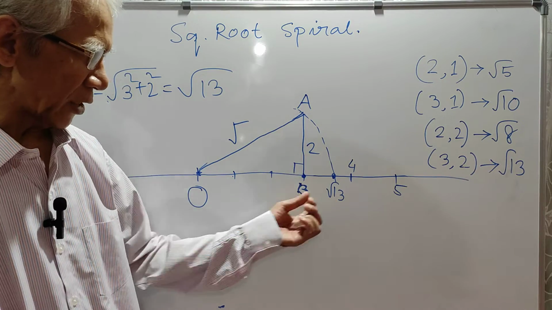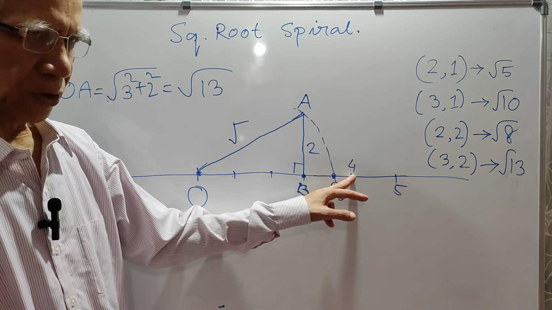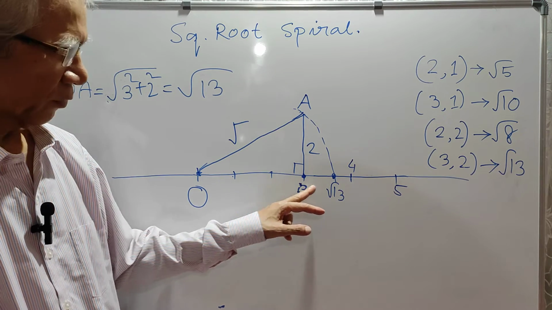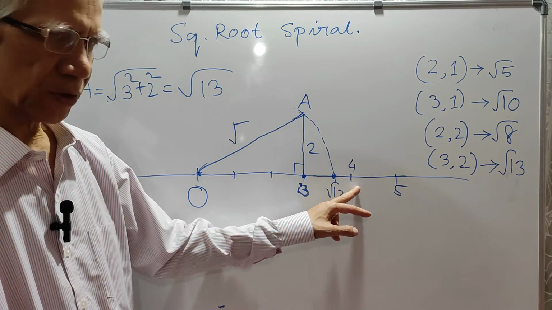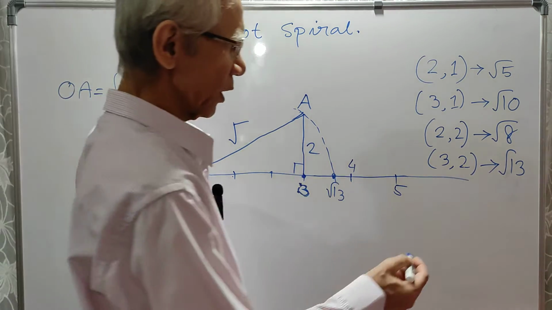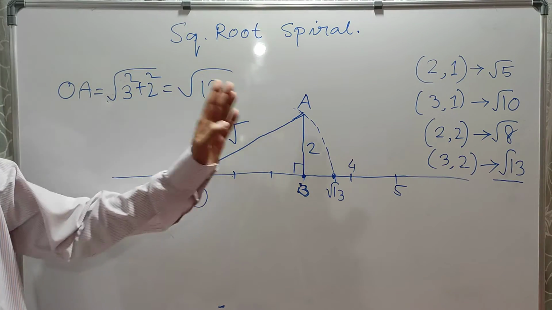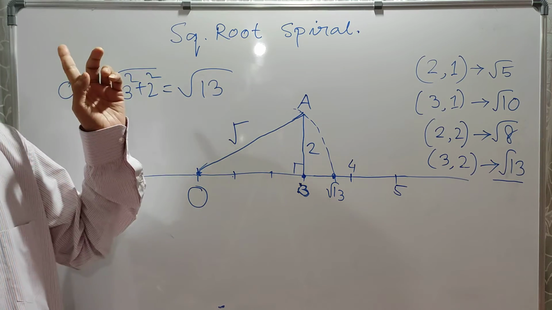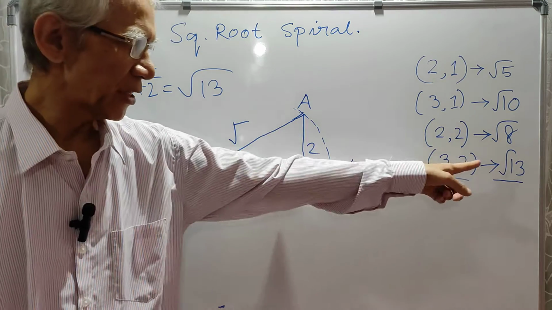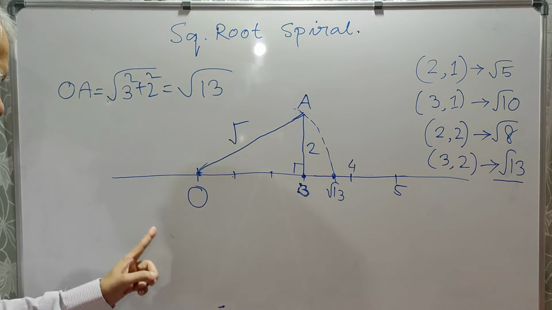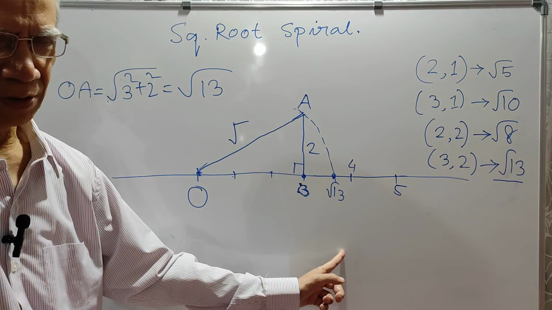Now root 13 lies between root 9 and root 16. So 4 is root 16, 3 is root 9. So obviously root 13 lies between root 9 and root 16, isn't it? So this is how we have located root 13. So you see, this method does not use square root spiral. If you want to use square root spiral, 13 will be a very large amount of drawing. It will take time and also a lot of drawing.